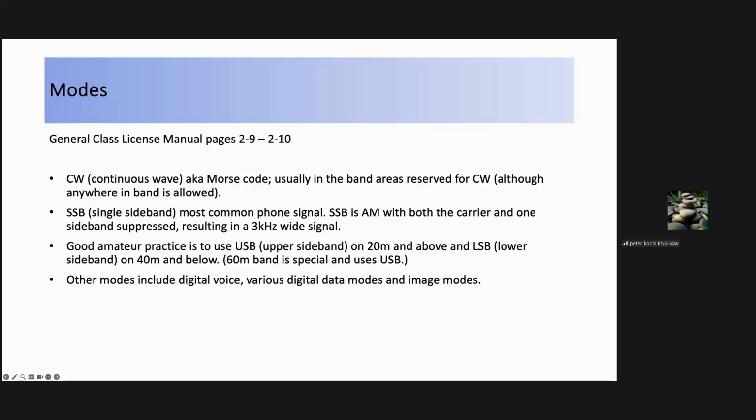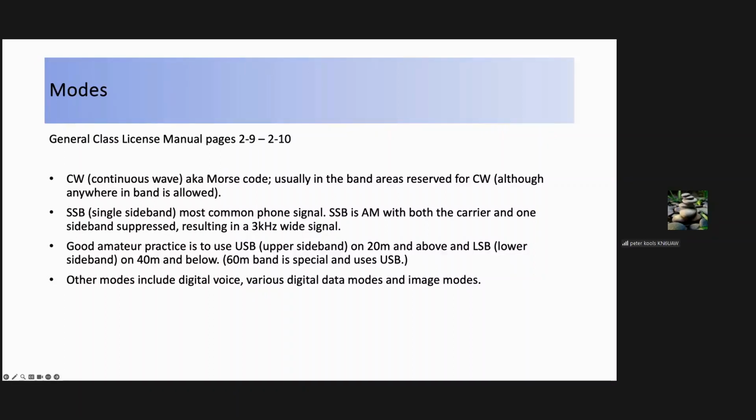Single sideband is the most common phone signal in HF. And single sideband is an AM signal. If you recall from the technician license environment, AM has a carrier and it has a sideband below the carrier and a sideband above the carrier. And what happens with single sideband is you actually suppress the carrier and you suppress one of the sidebands. The benefit of doing that is that you end up with a much lower bandwidth signal, in this case, a 3 kilohertz wide signal.